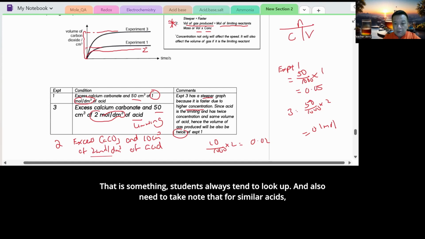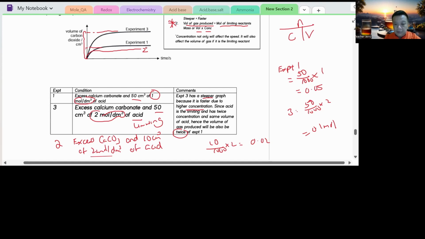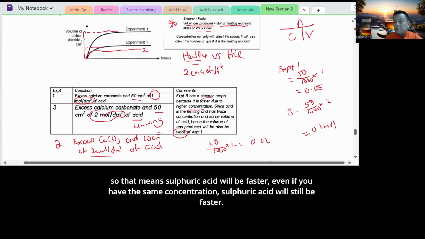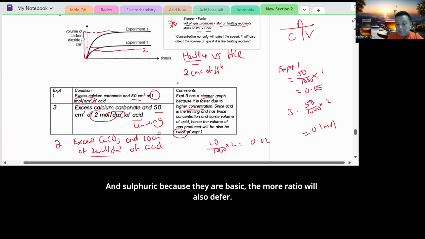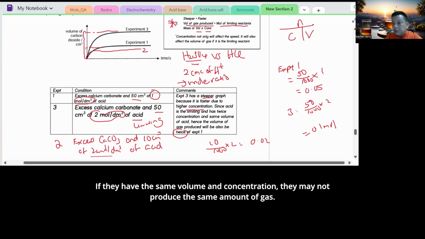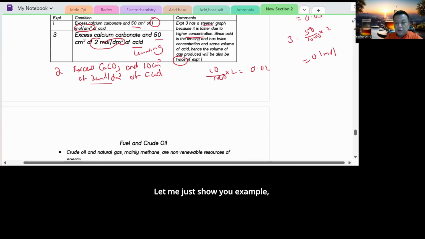And we also need to take note that for similar acids, like H2SO4 versus HCl, H2SO4 will have twice the concentration of hydrogen ions. Because it's dibasic, there's two hydrogen ions here, but this one only has one. So that means sulfuric acid will be faster, even if you have the same concentration. And because sulfuric acid is dibasic, the mole ratio will also differ. So if they have the same volume and concentration, they may not produce the same amount of gas. Let me just show you an example.